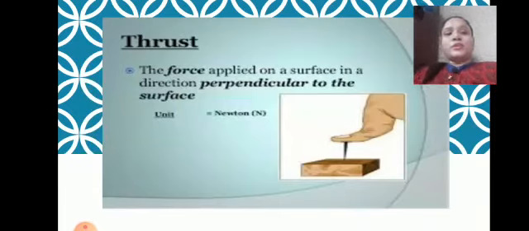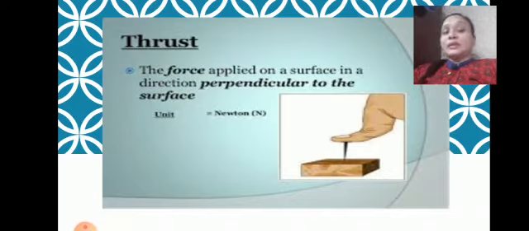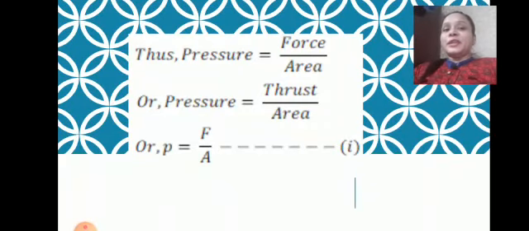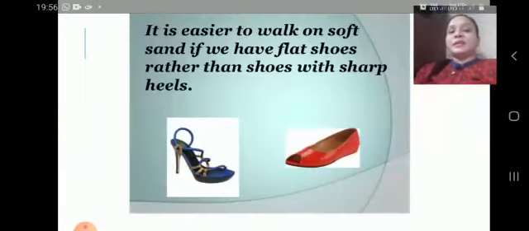You can see over here one example, the force applied on the surface in a direction perpendicular to the surface. See, the nail is pierced into the wooden plank in the perpendicular direction. So this is the perfect example of thrust and pressure. Therefore, pressure is equal to force by area, and we can also write it as thrust by area. So P is equal to F by A, where P is pressure, F is the force, and A is the area.